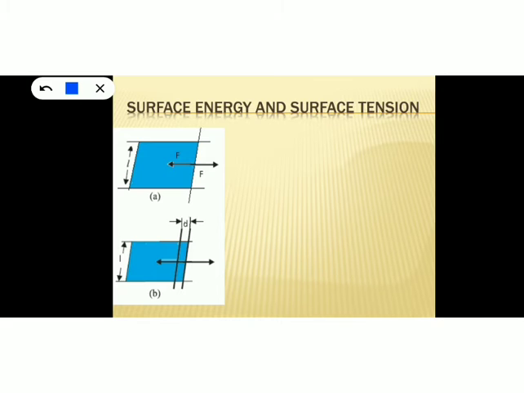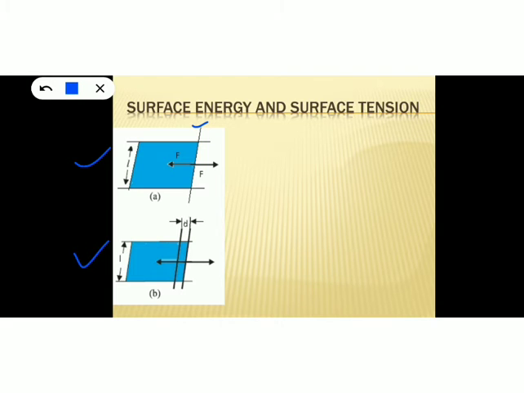For that we need to consider this diagram. This diagram represents a horizontal liquid film. There is a bar at one end of that figure, and this bar is free to move. The bar at one end of the film is free to move, and we move the bar a small distance as shown in the figure.